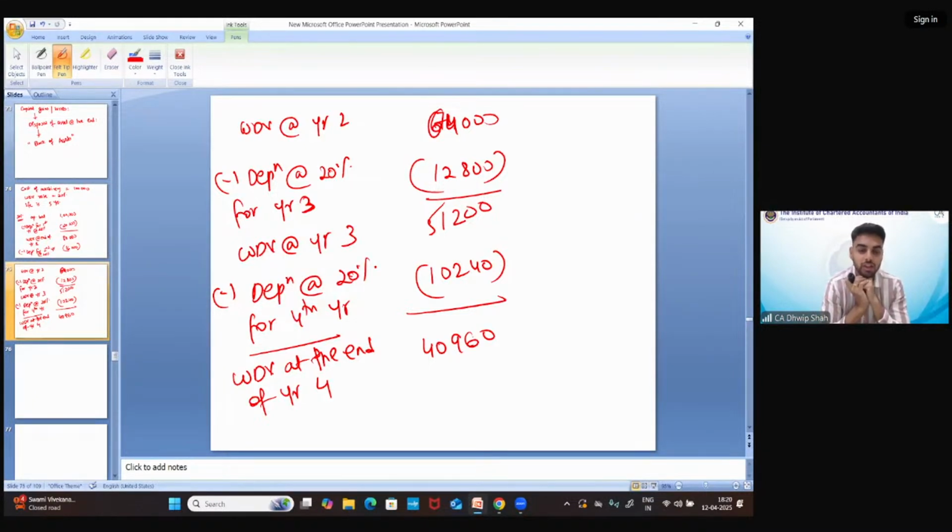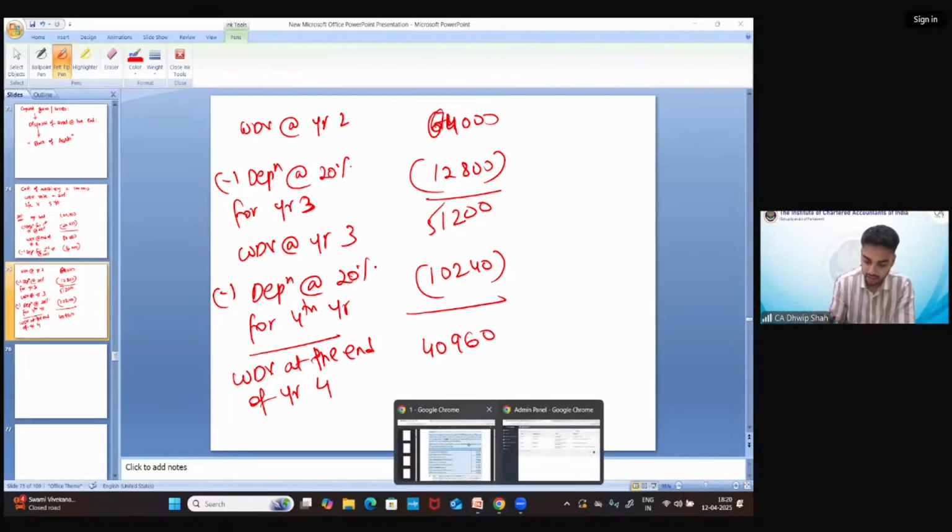whenever an asset is sold, you calculate WDV at the beginning of that year. Are you following? So in this case, we are selling the asset in the 5th year, because there is a salvage value.